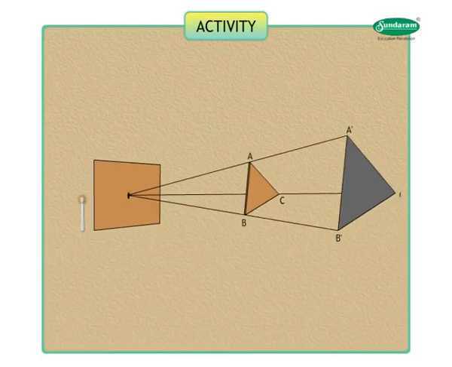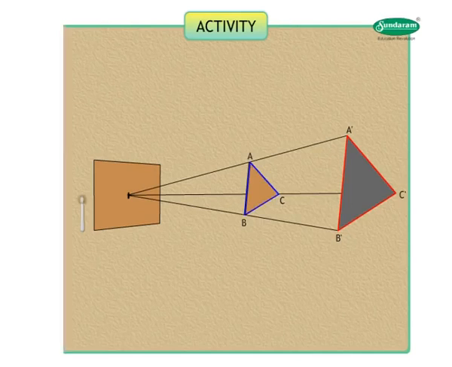Now let's do an activity. Cut out a triangular figure. Hold it between a point source of light and a wall. Observe the shadow cast by the figure on the wall. The shadow will have the same shape but is larger in size. The shadow A1B1C1 is similar to the original triangular cutout ABC.